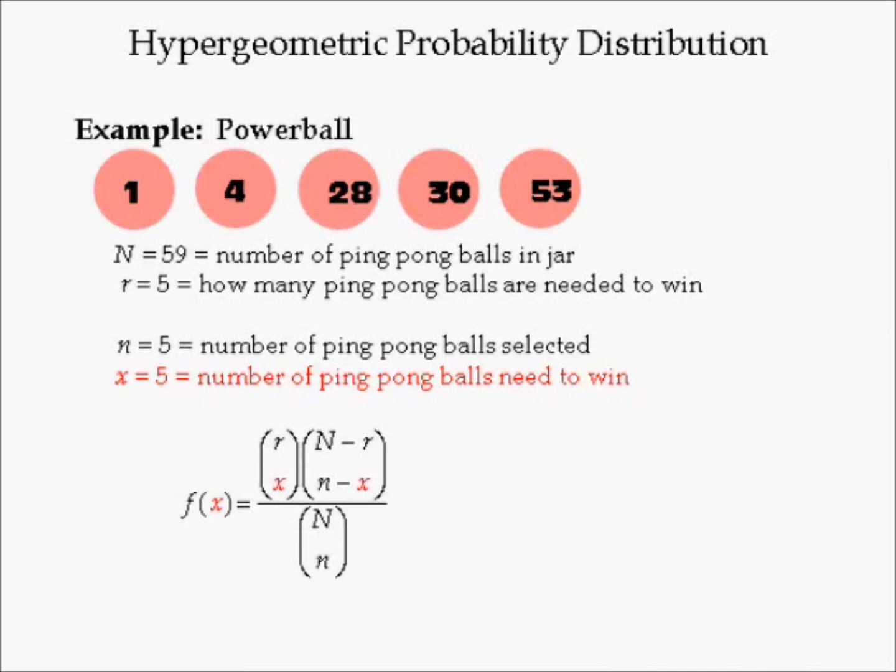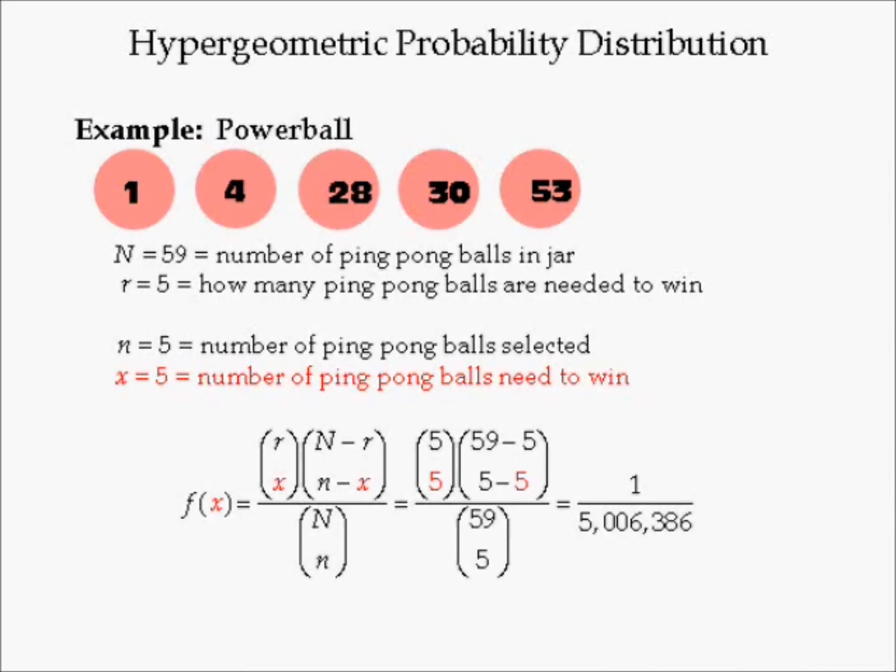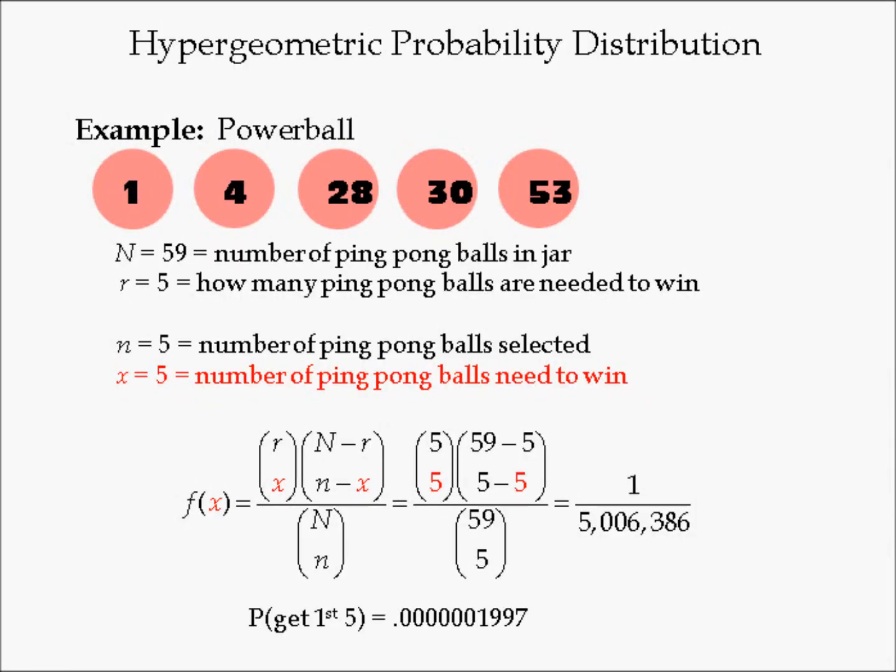Substituting these numbers into the function yields 5 choose 5, which equals 1, times 54 choose 0, which equals 1, divided by 59 choose 5, which equals 5,006,386. In the numerator, we have 1 times 1, which is 1. In the denominator, we have 5,006,386. So the probability of getting the first five numbers right is 0.00000001997.